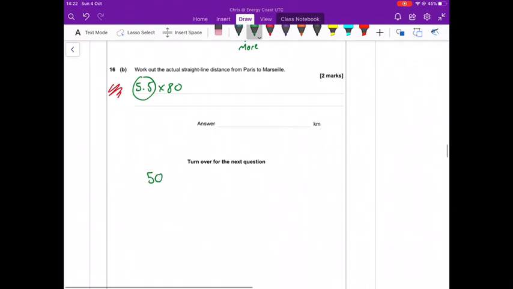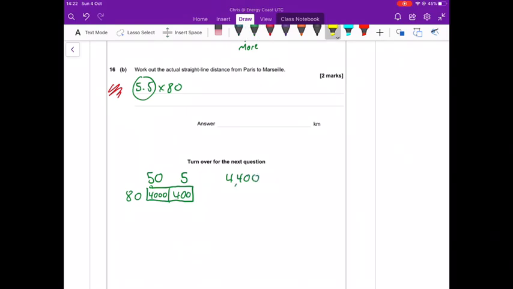Okay, I'm going to do instead 55 times by 80. Okay, I'll show you why in a second. Draw a little grid. 5 times 8 is 40, but I've got 2 zeros. And 80 times 5, well, 8 times 5 is 40 with 1 zero, so it'll be 400. Add them together, you get 4,400.